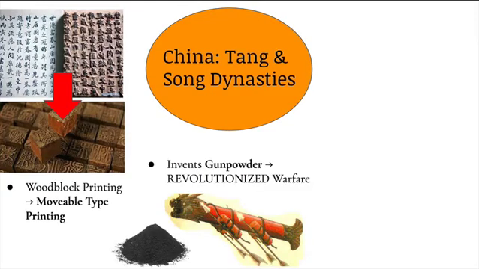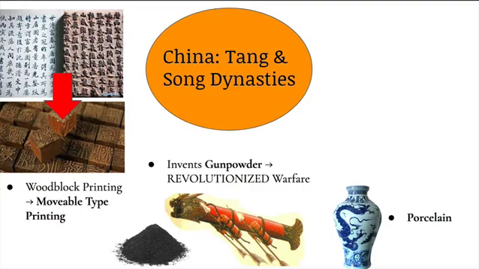Another unbelievably important invention that starts in China that's going to revolutionize the world is gunpowder. They're the ones who invent it. They start using it as a tool for warfare. As you can see, they started with rockets. But later, other civilizations are going to pick it up, especially in the Middle East. They're going to really use it to develop the latest in cannons. You're going to start seeing guns. But it really starts here in China.